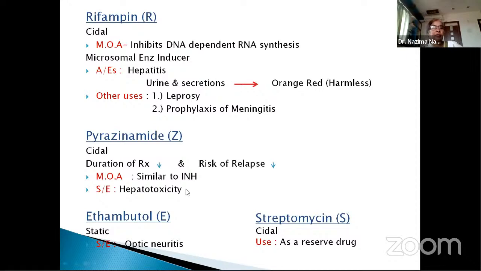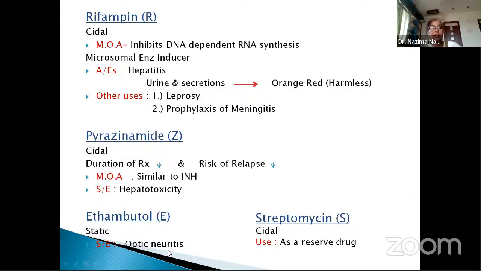Now, coming to the mechanism of action of pyrazinamide, it is similar to INH. Again, this drug causes hepatotoxicity, which is a major side effect related to pyrazinamide. Then we have ethambutol, which is having a bacteriostatic action, again, which is included in the first line drugs. The main side effect of ethambutol is optic neuritis.